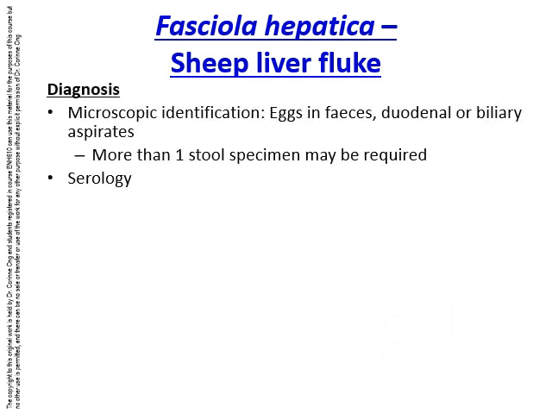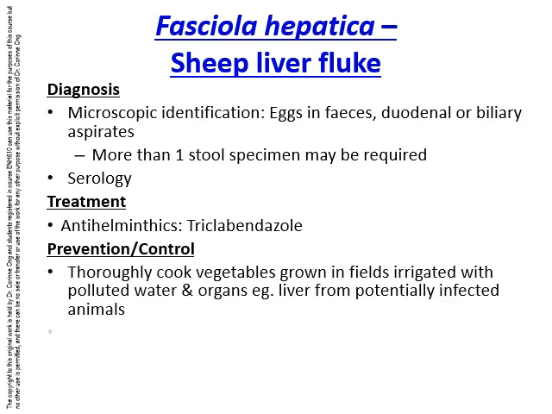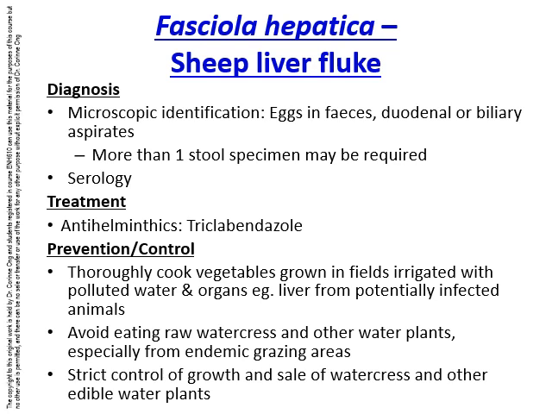Liver fluke infections can be confirmed by the detection and identification of eggs in fecal specimens. Usually more than one is required. As well, duodenum and biliary aspirates can be used. Alternatively, serology may also be used. Treatment with anti-helminthics is available.